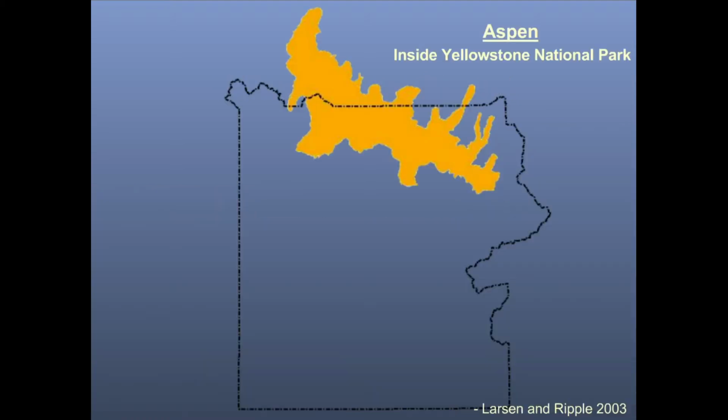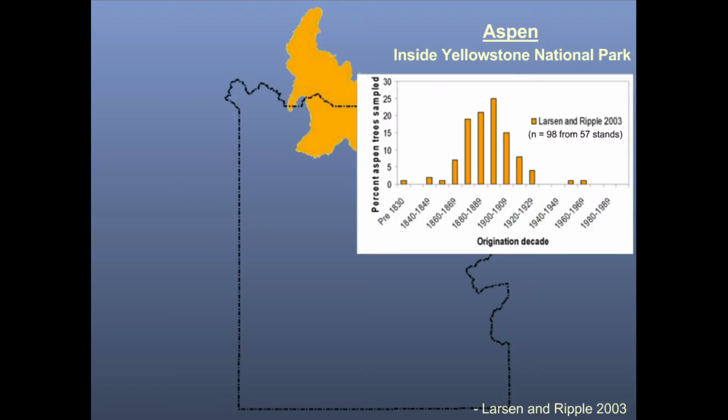The first study I'll be presenting was an aspen recruitment study conducted in the northern range of the Lamar Valley in Yellowstone National Park. This study will really be focused within the park boundary, within this orange polygon. Here we have an aspen recruitment diagram. On the x-axis we have origination decade, and on the y-axis we have the percent of aspen trees sampled.